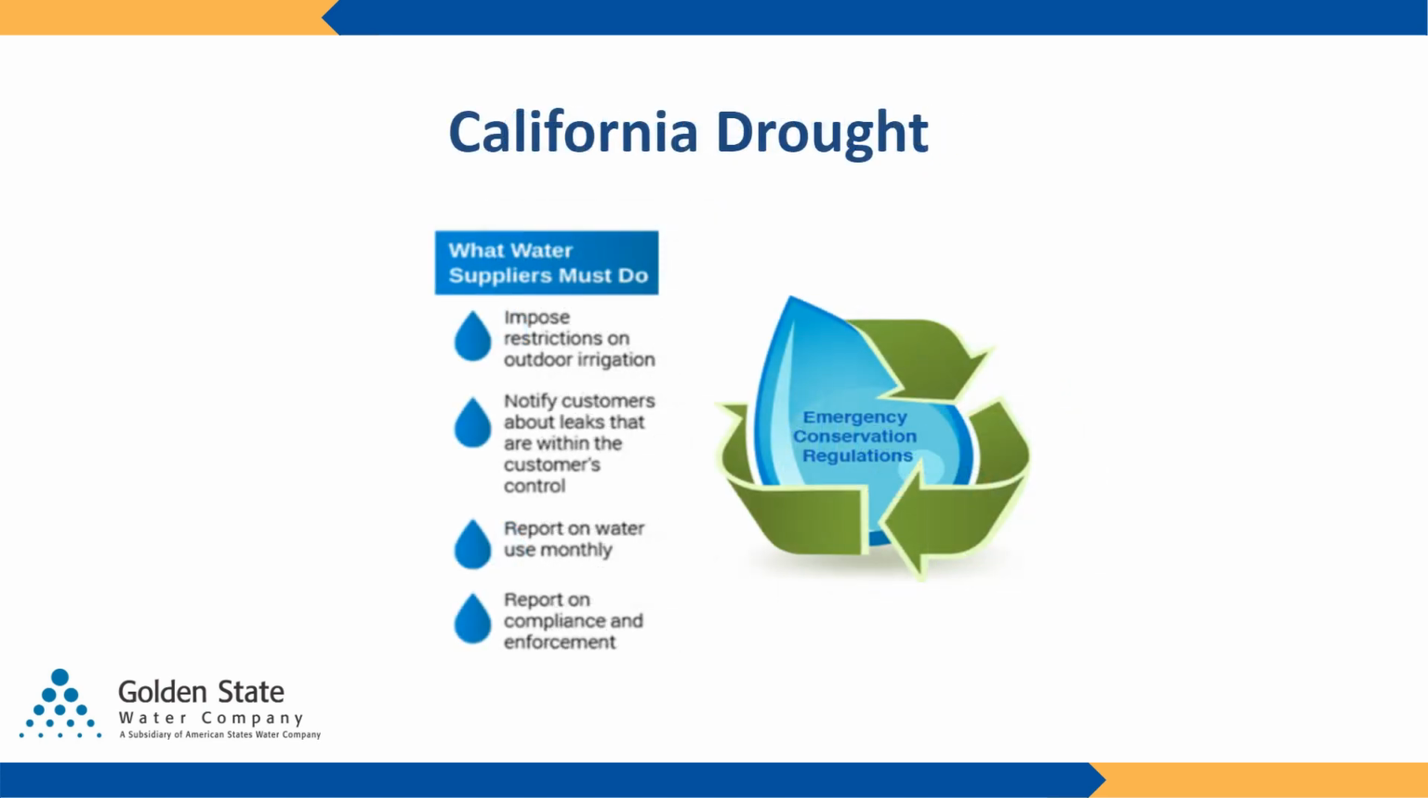Water suppliers, like Golden State Water Company, must impose restrictions on outdoor irrigation, notify customers about leaks that are within the customer's control, report on water use monthly, and also report on compliance and enforcement. Violations of prohibited activities are infractions punishable by fines of up to $500 each day.